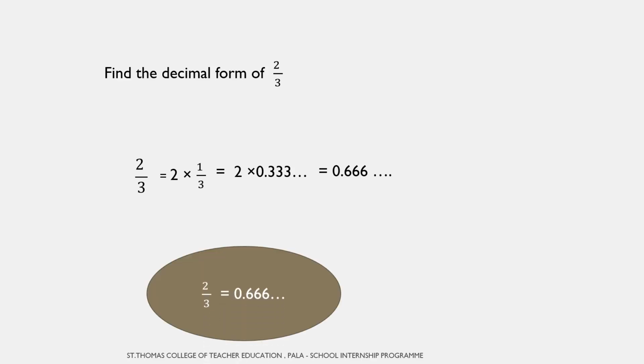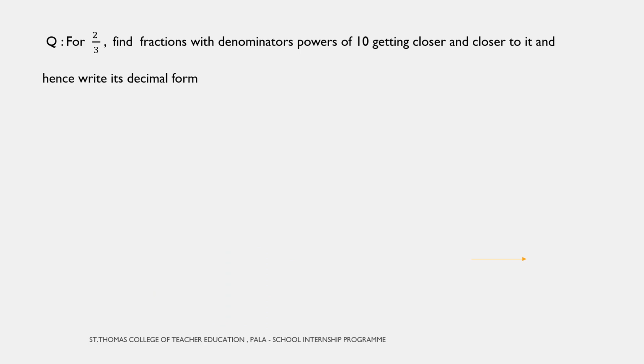So, considering 2 by 3, can you split 2 by 3 in terms of 1 by 3? Try. Yes. This can be written as 2 times 1 by 3. And what is the decimal form of 1 by 3? Correct. It's 0.333 etc. And 2 times 0.333 etc. gives 0.666. We all know the decimal multiplication, isn't it? So, what can you say? What is the decimal form of 2 by 3? It's 0.666 etc.